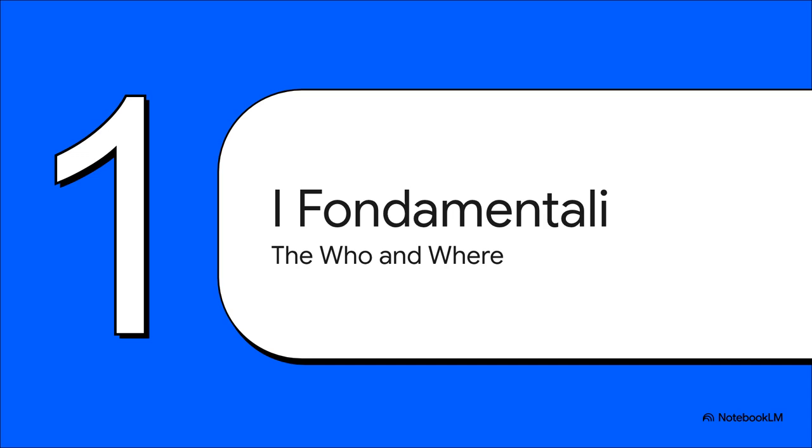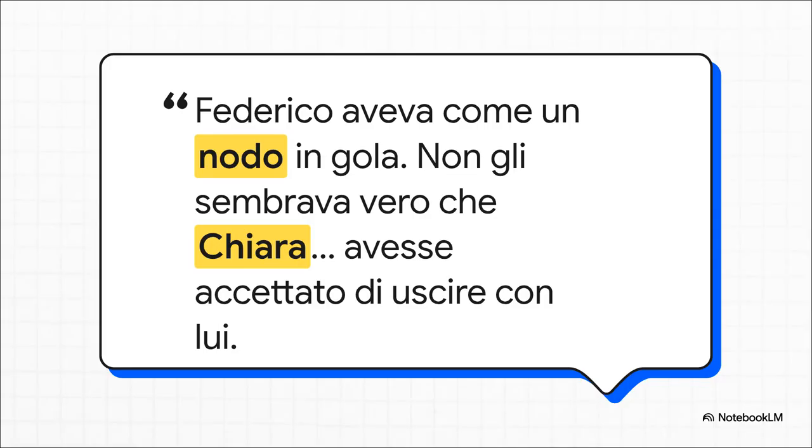All right, let's jump right in with tool number 1. This is the big one, the most essential tool in the box. It's all about getting your bearings right away. The second you start reading, you're looking for 2 things, the who and the where. Okay, so to practice this, we're going to use a little story called Il primo appuntamento, or the first date.